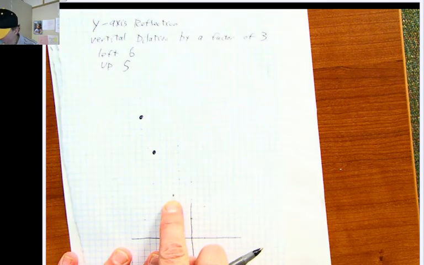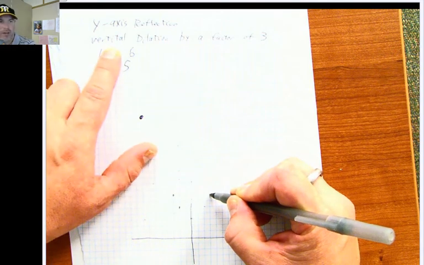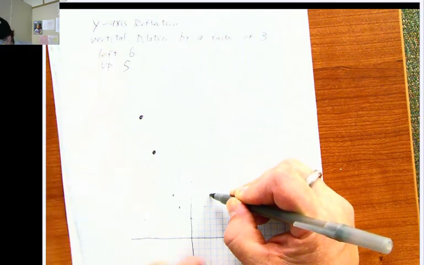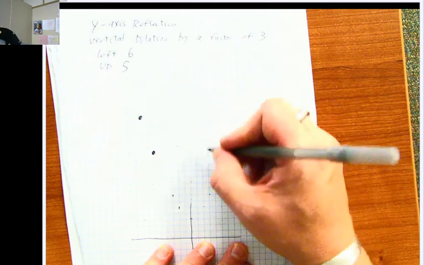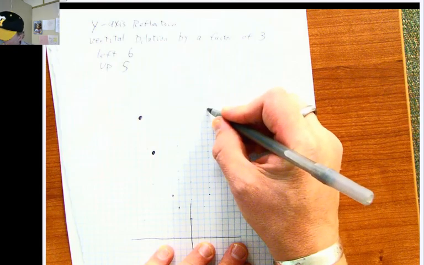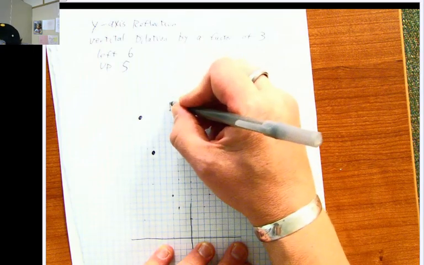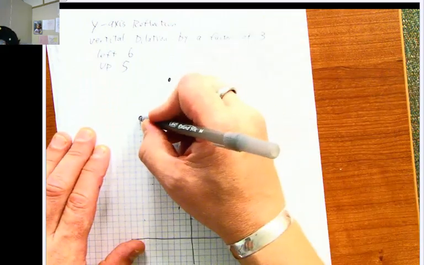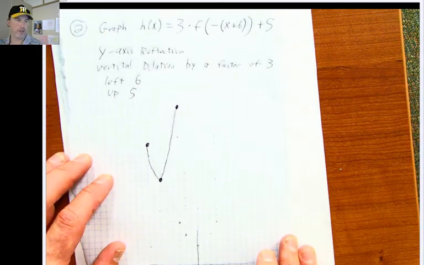Negative 3, 7. First I do a y-axis reflection. So it reflects over to here. Then a vertical dilation by a factor of 3. So instead of a y-coordinate of 7, it's going to be a y-coordinate of 21. So 7, 8, 9, 10, 11, 12, 13, 14, 15, 16, 17, 18, 19, 20, 21. Then left 6, 1, 2, 3, 4, 5, 6. Up 5, 1, 2, 3, 4, 5. And that would be my third point. I could connect the dots at that point. And that's the conclusion of this problem.